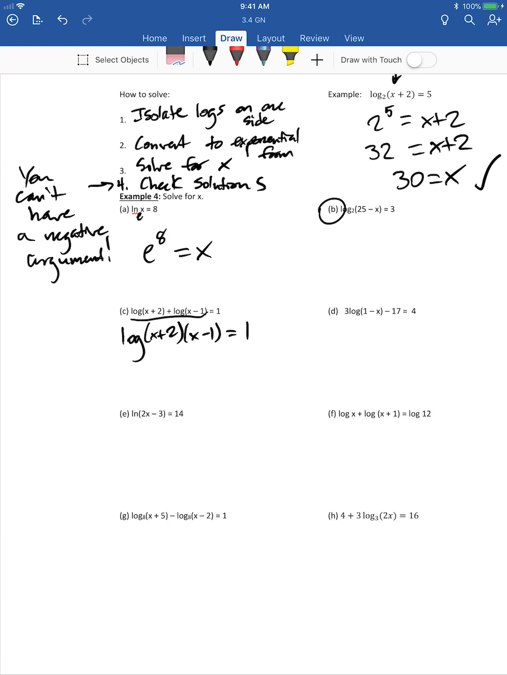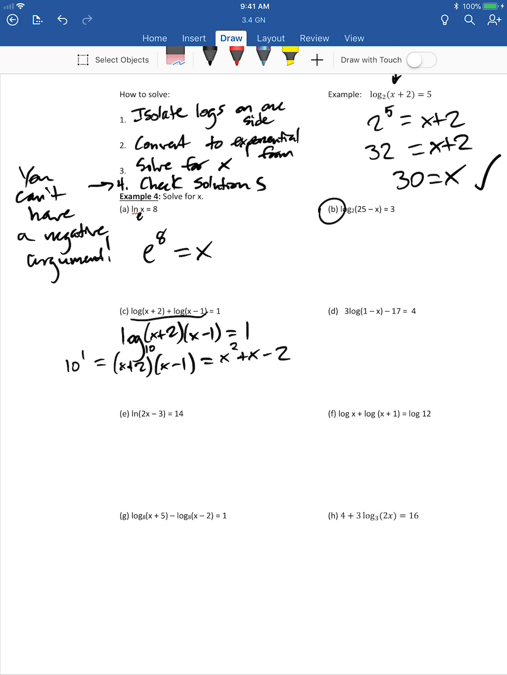Equals 1. And then I can change this to exponential form. So my base here is 10. 10 to the first power equals x plus 2 times x minus 1. I'm going to go ahead and multiply that out. If you need to use box method, you can. So I know that this is x squared plus x minus 2.